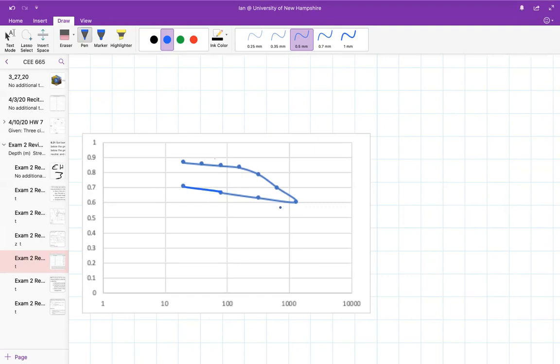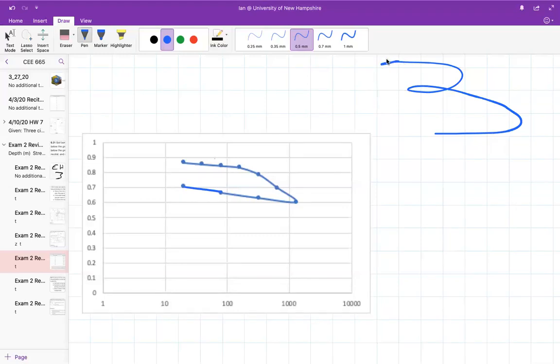So the answer is no. We can still calculate it, but if everything was a perfect world, it would look something like this. So that's not what I wanted. The reason why, it kind of sucks for you guys because you can't get your hands on a real consolidation test.